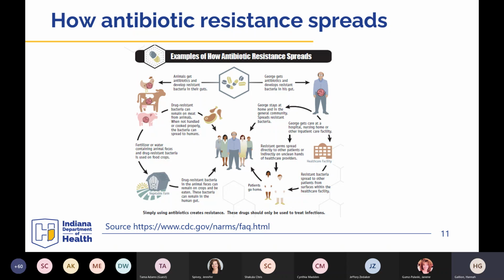George may stay home and not need further care, but he can continue to spread the bacteria to those in his community. George may seek care at a hospital or other healthcare facility. There, the bacteria can be spread to other patients, either through direct contact, indirect contact through unclean hands of healthcare personnel, or through surfaces in the facility.